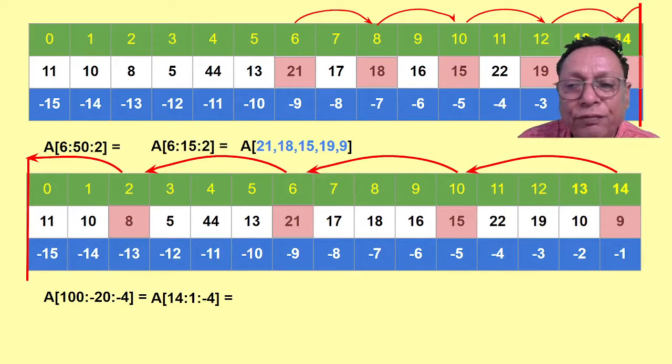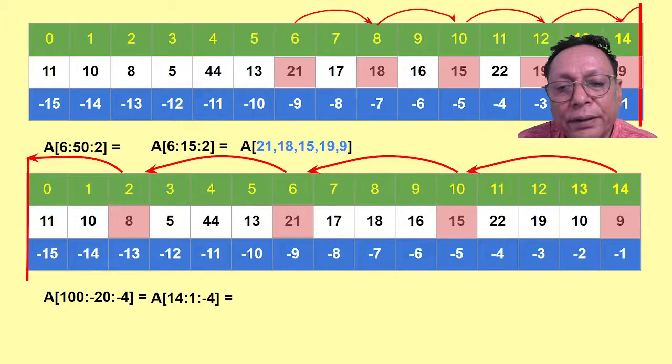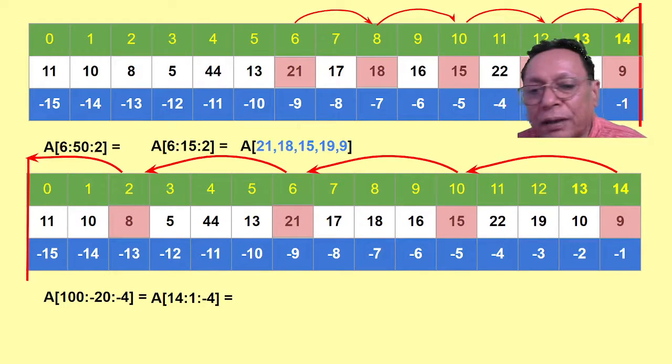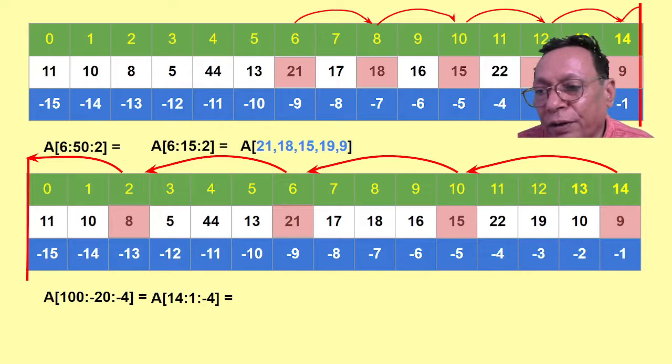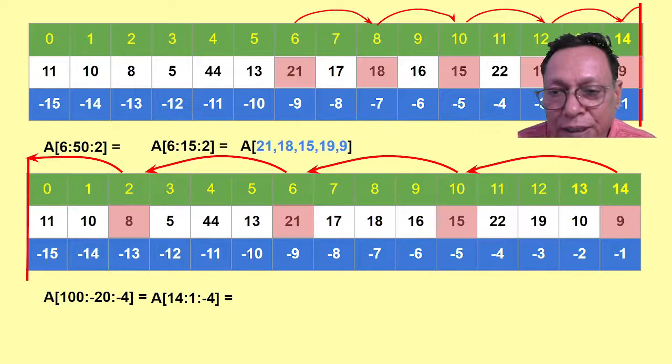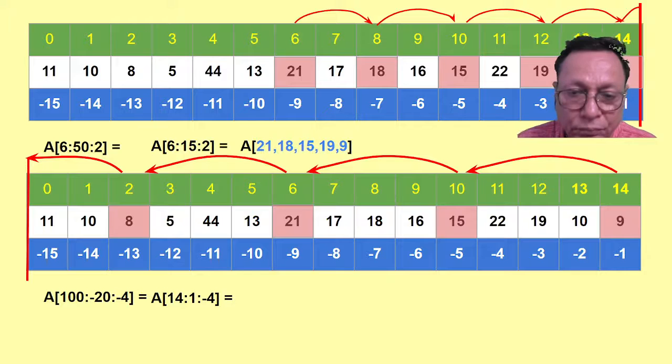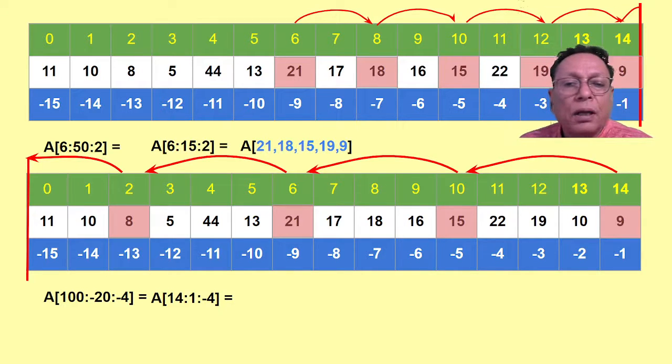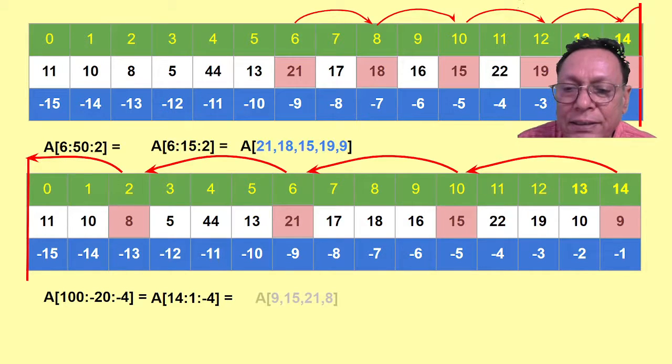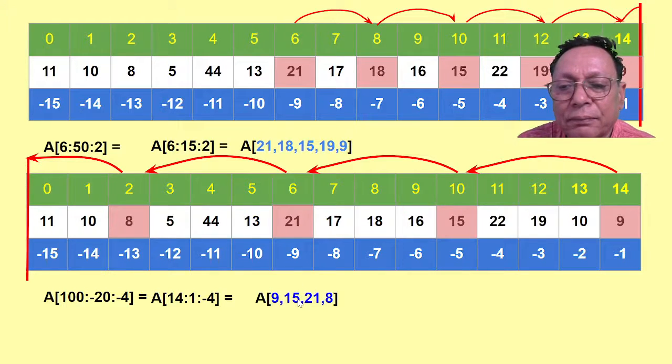So here, if you apply this command, 100 colon minus 20, because you'll have to move towards the left since the step is negative, right to left, with a gap of 4. So we'll start from 14, and from 14 a gap of 4 gives you 10, a gap of 4 gives you 6, a gap of 4 gives you 2, and a gap of 4 goes beyond the range. And that is why the slice is 9, 15, 21 and 8, from right to left.